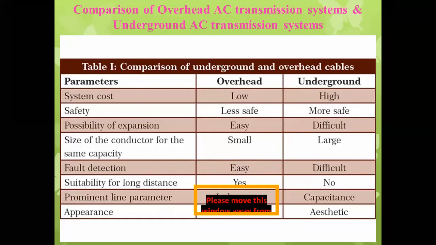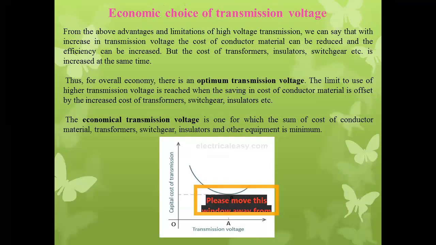Prominent line parameters: in the overhead system the prominent line parameter is inductance, and in the underground system it is capacitance. Next, appearance: the overhead system is non-aesthetic, and the underground system is aesthetic. These are some comparison points between the underground and overhead AC transmission systems. So the next part is economic choice.